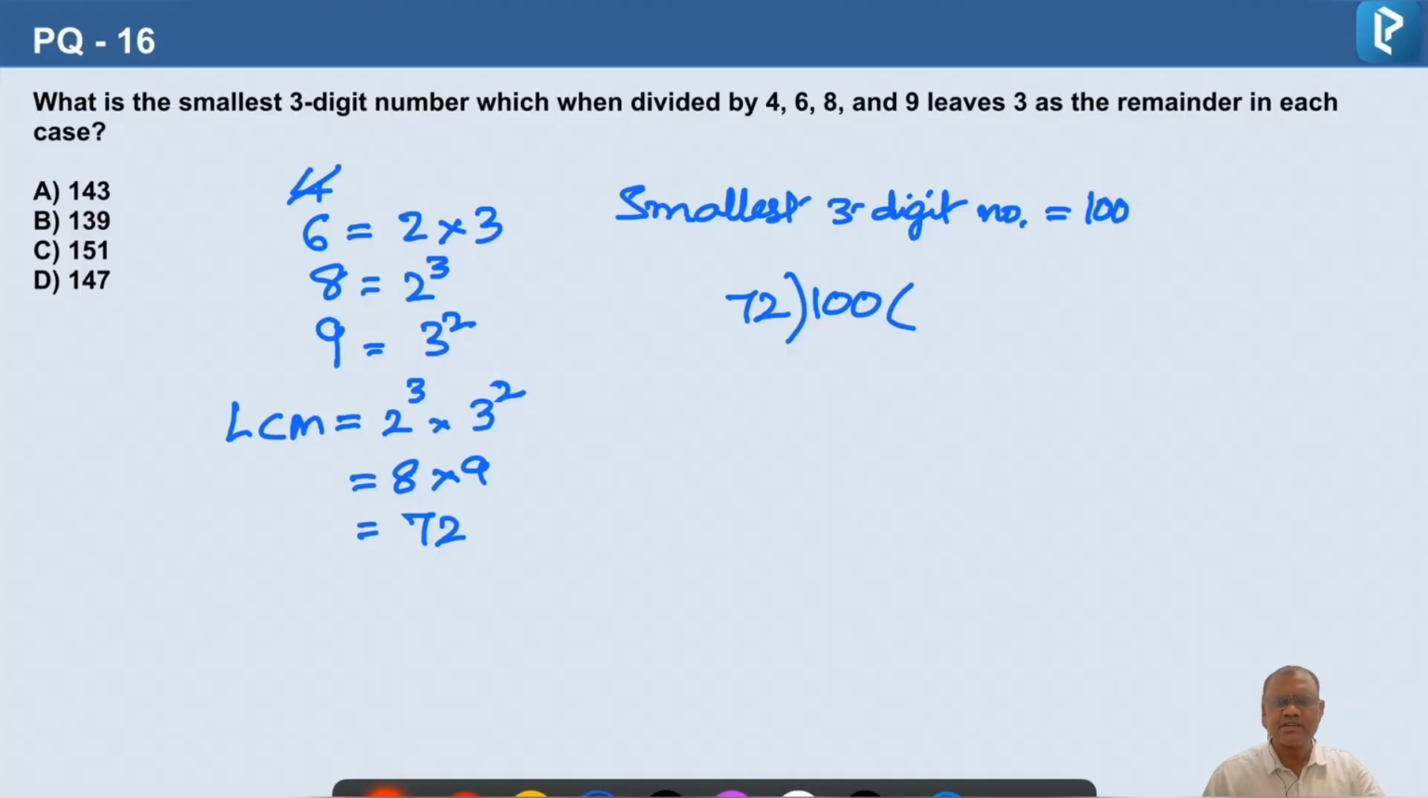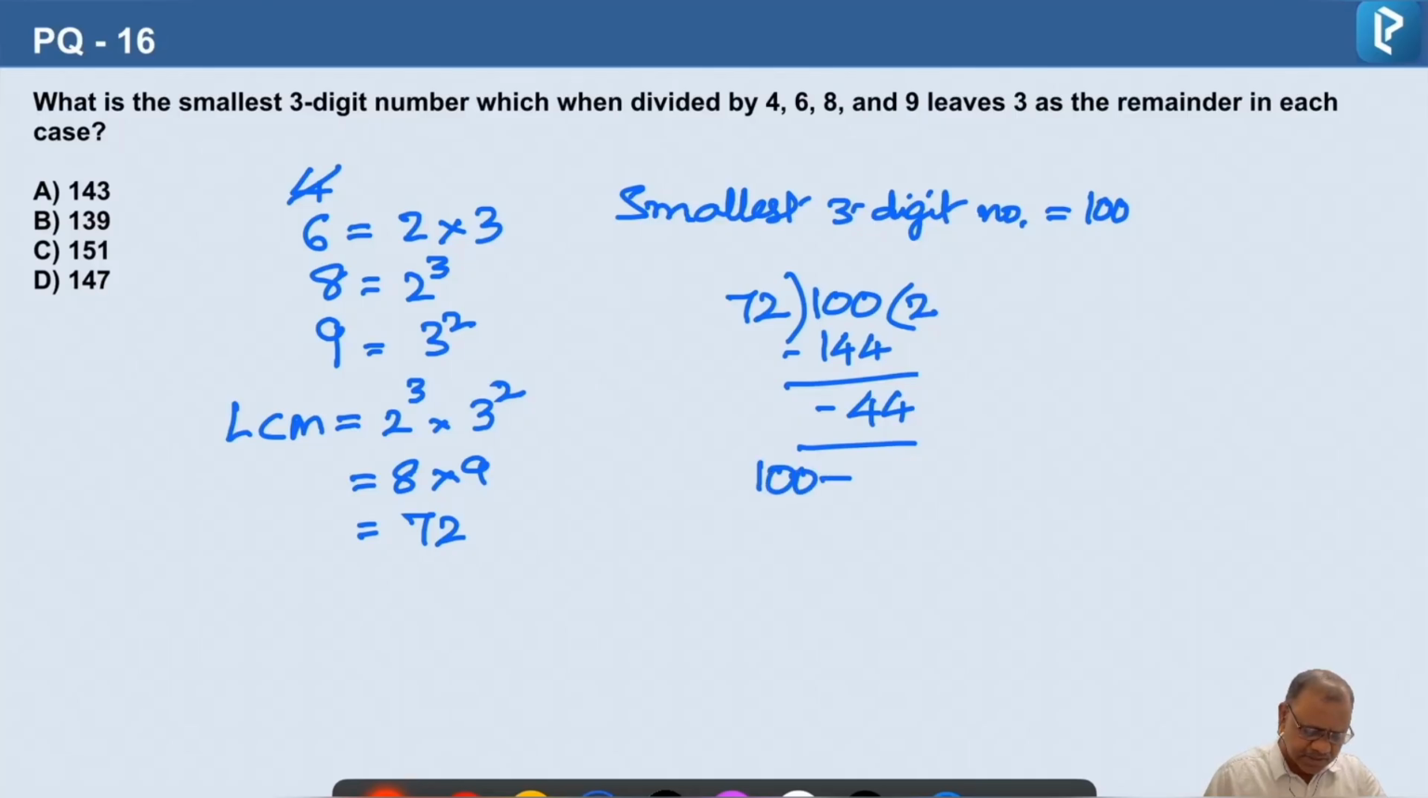72 once is 72, which is less than 100. So we should go for 72 twos. 72 twos is 144. If you subtract, you will get minus 44. So 44 is falling short. If you add 44 to 100, you will get 144. So this 144 is the smallest 3-digit number which is divisible by 72. That means when you divide 144 by 72, you will get a remainder of 0.